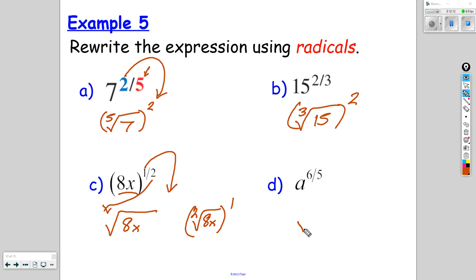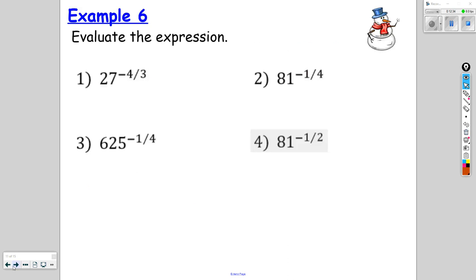In part D, same thing. We have the 5th root of a to the 6th power. Awesome sauce. Now, that's a lot of rewriting. Obviously, we want to get to why are we doing this? What is this for? This would be for solving equations. That's what we're building up to.